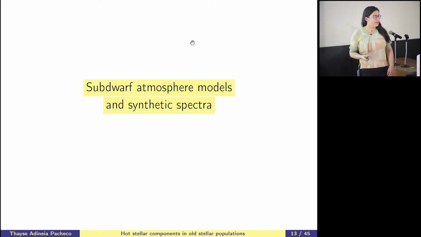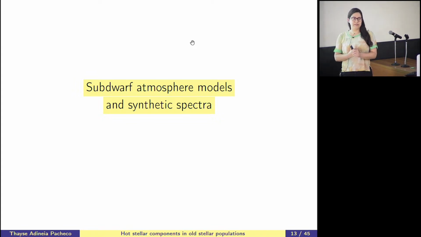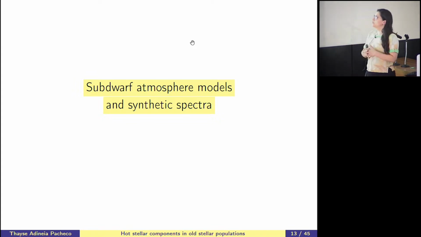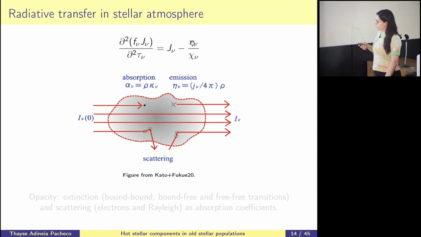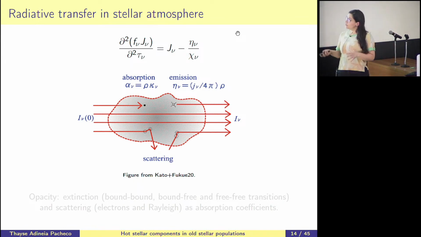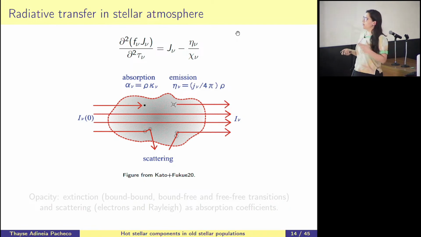But we didn't have models available to study these stars. So we decided to build some atmosphere models and synthetic spectra. And how do these models work? The radiative transfer in a stellar atmosphere is basically described by this second order differential equation, where we have a balance between sources and sinks.